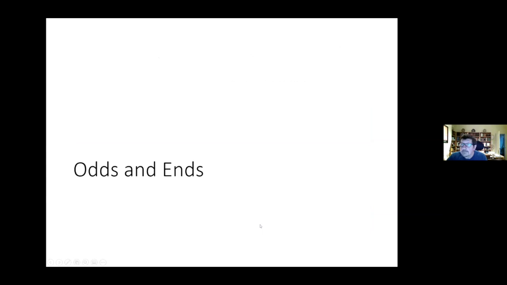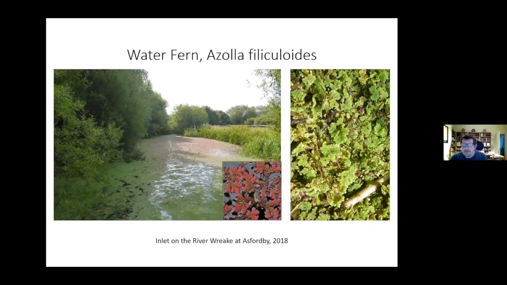Right, a few odds and ends. And water fern. This is the odd fern. It's actually a fern, but it floats on the top of water. It's unmissable. It has these lovely little fronds here. And this is an inlet of the River Reek at Asford in 2018, when we had the very warm summer. In fact, a lot of the Reek looked like this. It was absolutely covered in this fern.